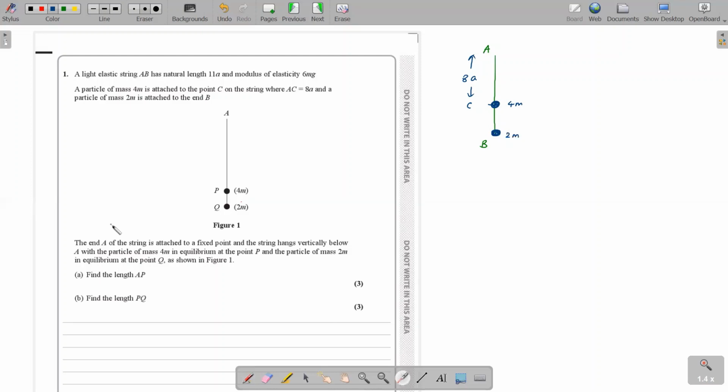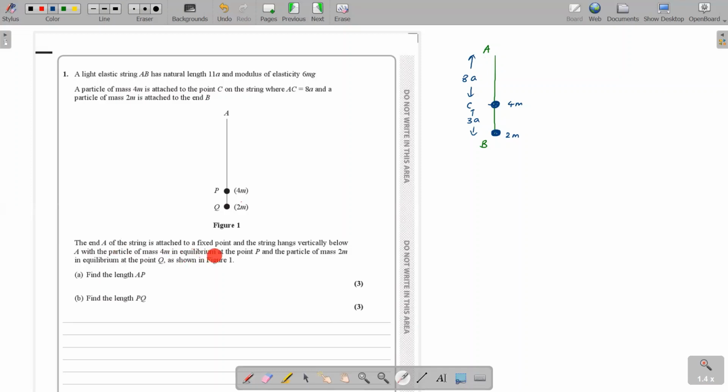And then the end of the string is attached to a fixed point and the string hangs vertically below. Okay, so obviously it's an elastic string. When you hang this, will it be in these lengths 8a and 3a right here? Will it be resting with these lengths? No, with the weight of the particles, the strings will extend. So what you do here is, at the point where you have a particle, especially the particle in the middle, you can consider this as two separate strings and do the sum. Okay, let's see what I'm talking about.